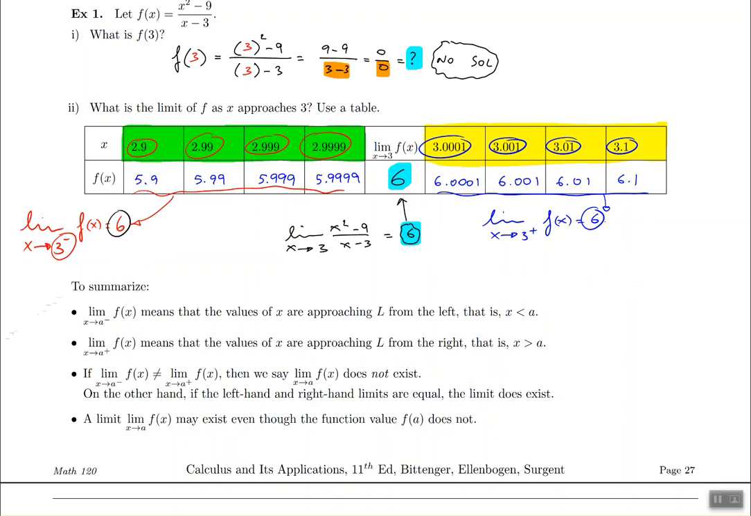The final thing to mention here is that there could be a time where the limit exists, but the function does not. That's exactly what happened in this problem. The function did not exist, but the limit existed.